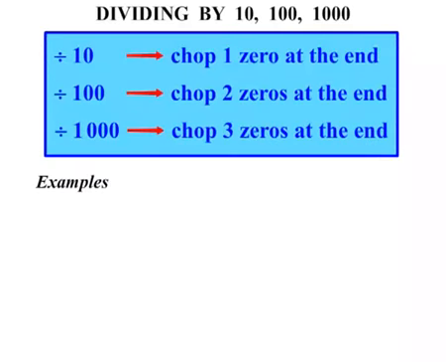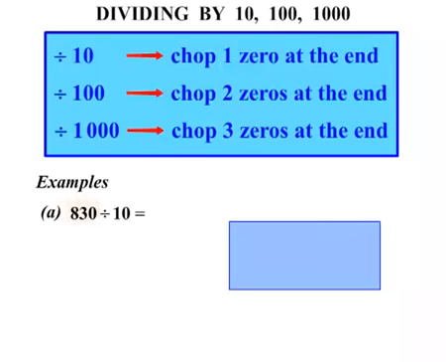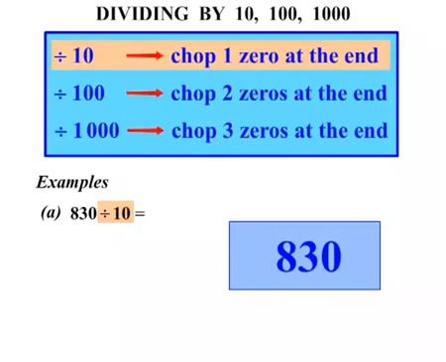Let's look at some examples now. In part A, 830 divided by 10. Well, let's bring in some working space. 830, let's write the number down, and we're dividing by 10. So looking up there, the rule would be to divide by 10, simply chop 1 zero off at the end there. So that's 0 at the end, one of them. Let's just cross it out. So we're left with 83.